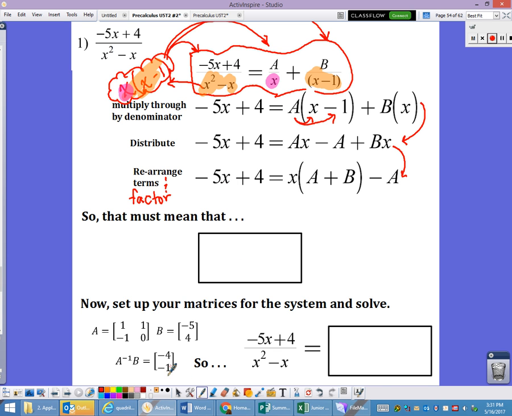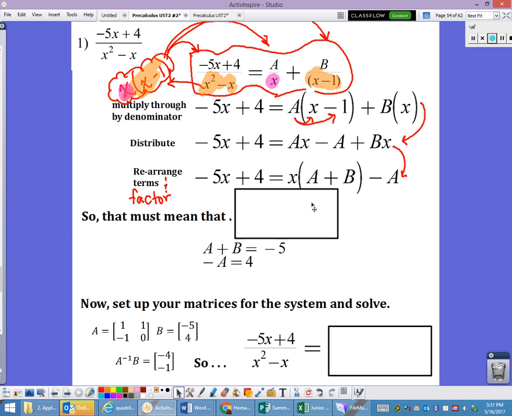Alright, so that must mean that a plus b equals negative 5 and negative a equals 4. Now you might be going, where in the world did you get that from? Well, I'm going to show you. Okay, first off, here's my x right here. Oops, let me switch to my highlighter.